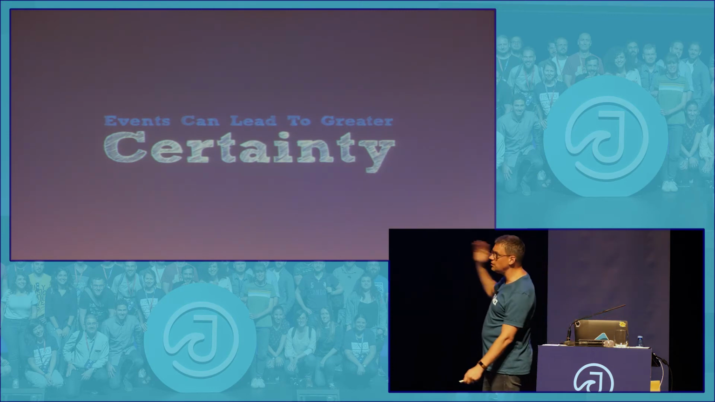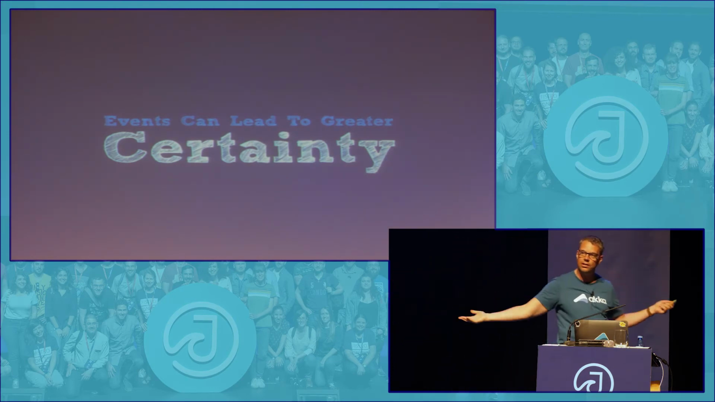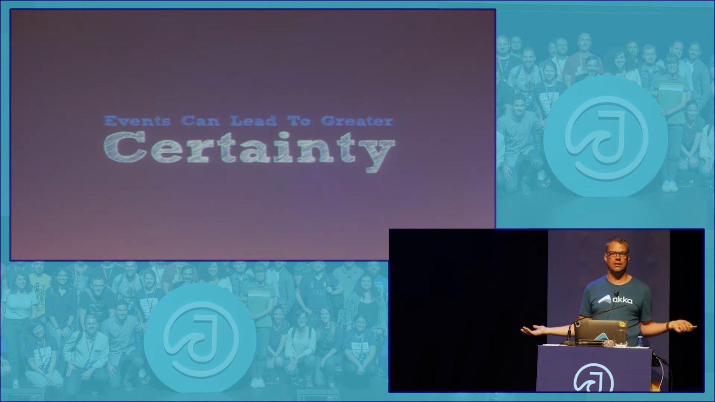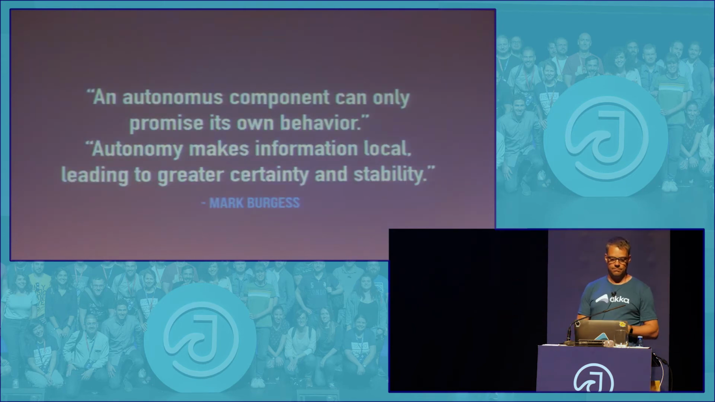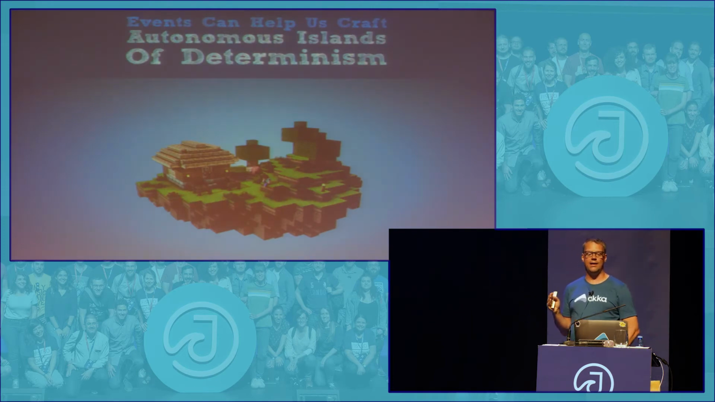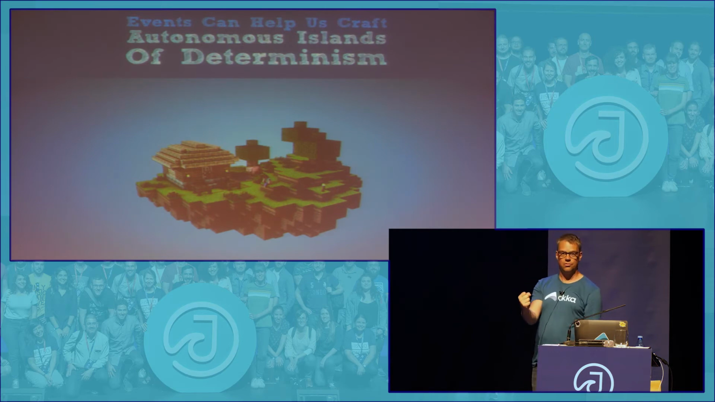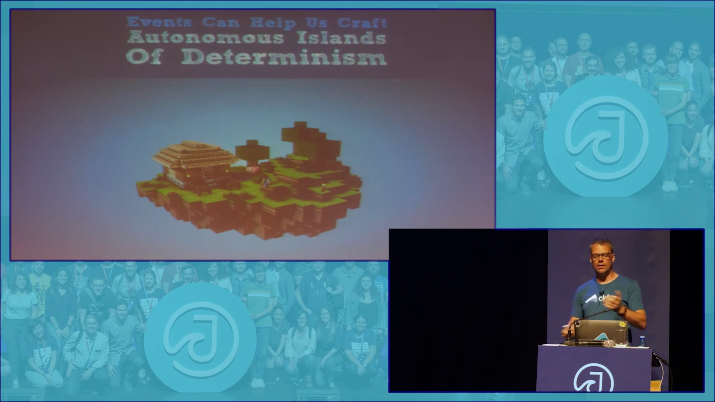And I think events can lead to greater certainty because they give us a way to model this space in between, a way to model this uncertainty between components. And events can also help us craft these autonomous islands. These islands are safe zones of determinism and strong consistency. Because within each service, if we build it right, we can actually have strong consistency. We can get determinism back. It's just that as soon as we exit the service, things get hard.